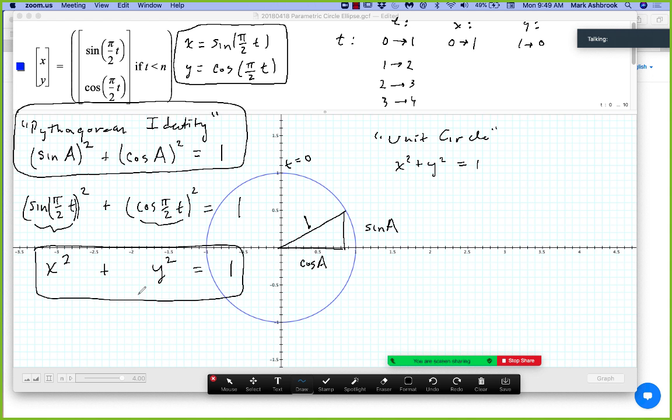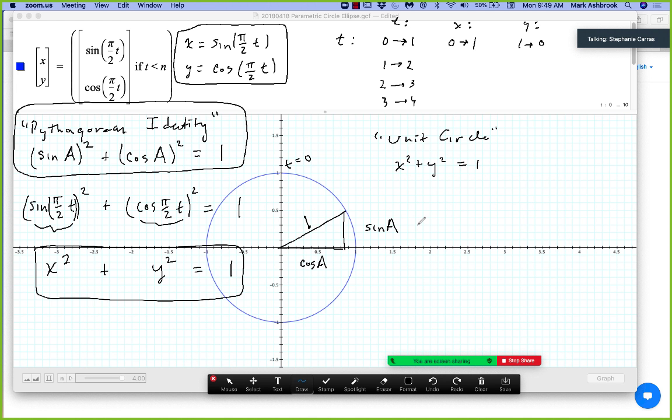This is showing that the equation for the unit circle is mathematically equivalent to this parametric function, which is giving us the unit circle. Okay, does that make sense? Any questions on that?